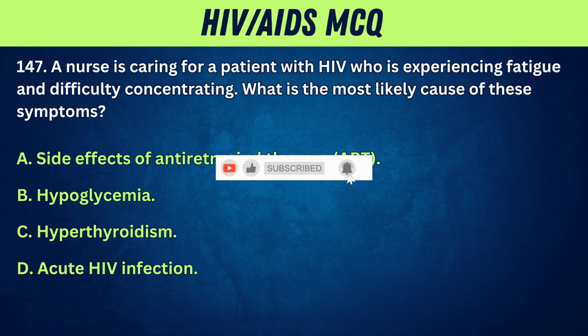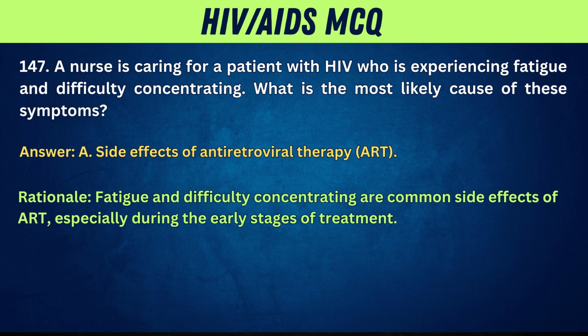147. A nurse is caring for a patient with HIV who is experiencing fatigue and difficulty concentrating. What is the most likely cause of these symptoms? A. Side effects of antiretroviral therapy, ART. B. Hypoglycemia. C. Hyperthyroidism. D. Acute HIV infection. Answer. A. Side effects of antiretroviral therapy, ART. Rationale. Fatigue and difficulty concentrating are common side effects of ART, especially during the early stages of treatment.